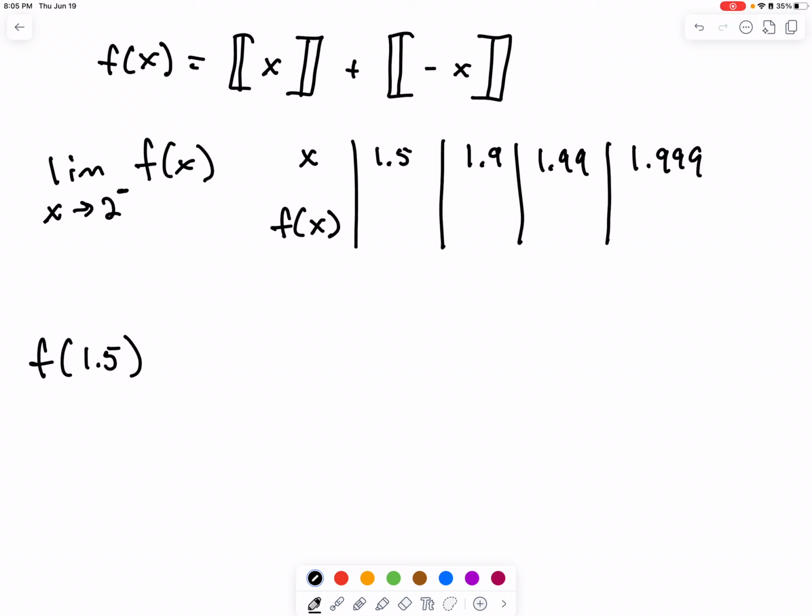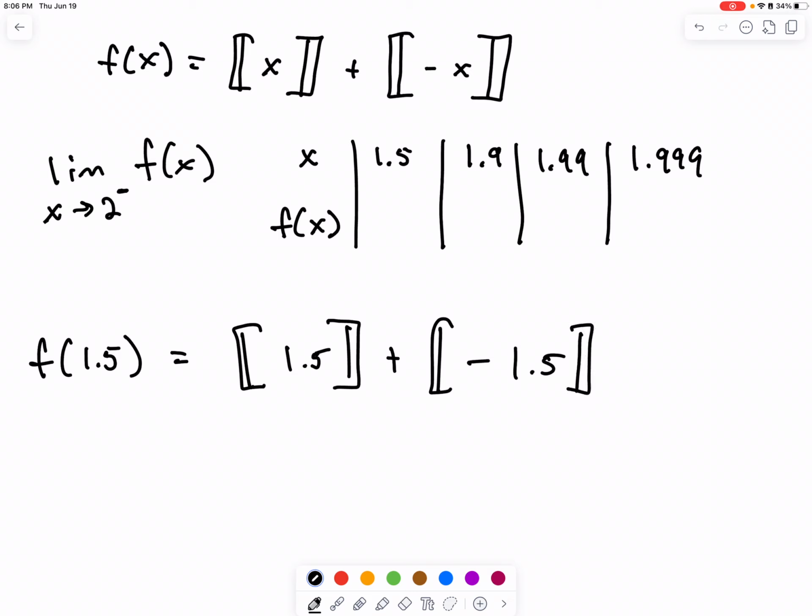Yeah, let's just do it manually. I feel like that'll be a little bit better. So now, that means what we're going to have is the greatest integer less than or equal to 1.5, right? Plus the greatest integer less than or equal to negative 1.5. Okay? So let's see what happens when we do this.